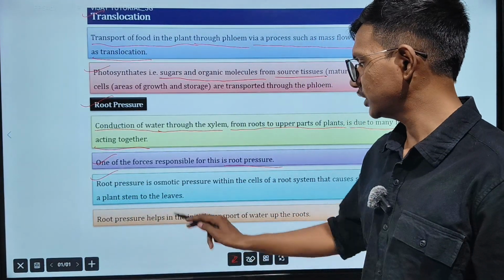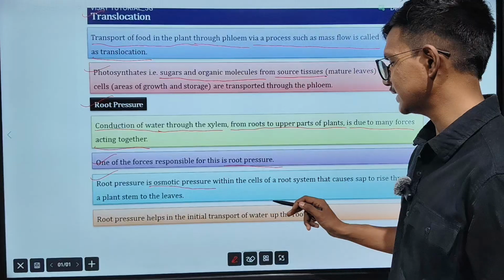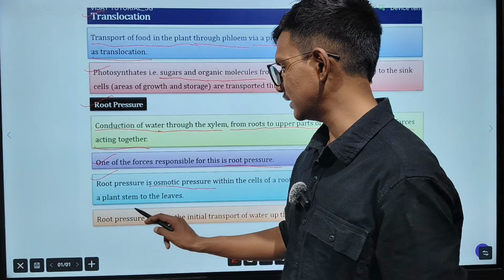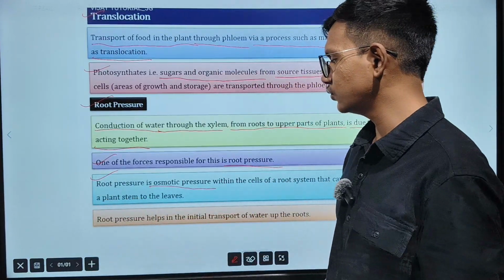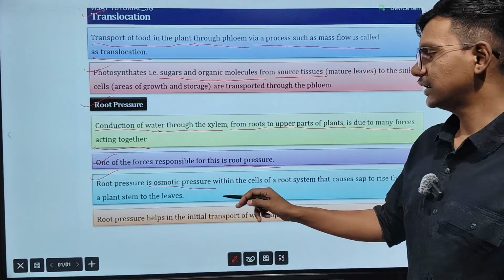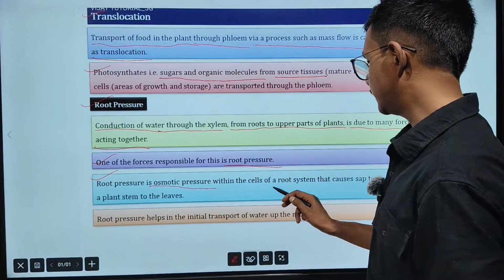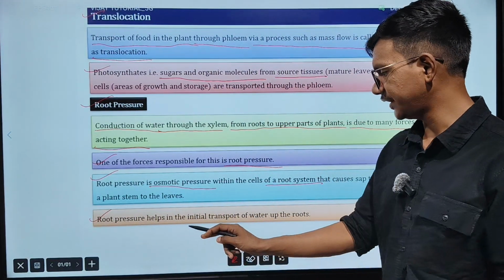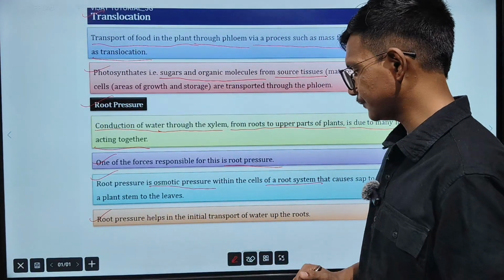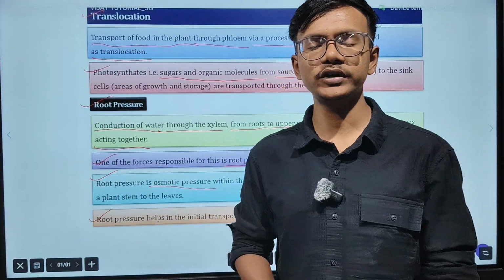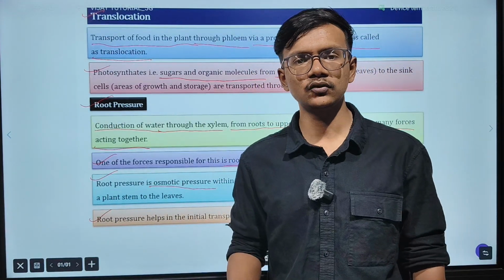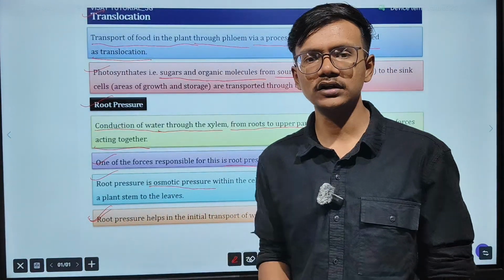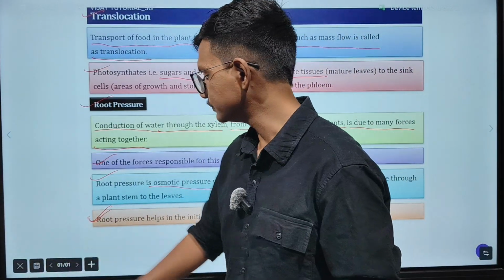One of the forces responsible for this is root pressure. Root pressure is the osmotic pressure within the cells of a root system that causes sap to rise through a plant stem to the leaf. Because of this root pressure, that is the osmotic pressure, which occurs within the cells of the root system. Root pressure helps in the initial transport of water up the roots. When the plant has to take water from the soil with the help of roots, root pressure is the first pressure that acts, which uplifts the water in the transportation system.